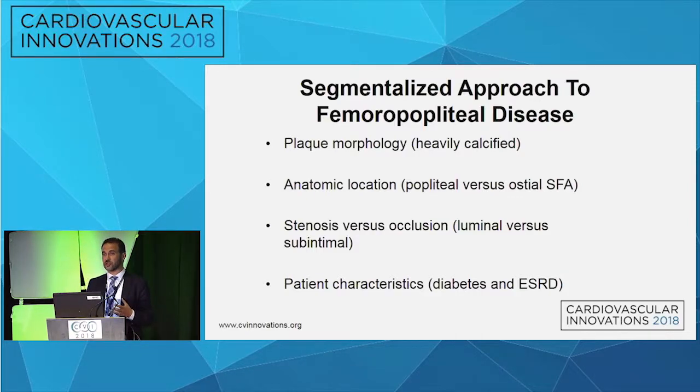We want to know the location. If it's ostial SFA, it's unlikely I'm going to use an interwoven wire because it's hard to deploy that stent in the ostium of the SFA. I may decide to go with something else. If it's either stenotic or occlusive, we know stenotic lesions, we have many more options in our armamentarium. They do much better with atherectomy because we are luminal versus occlusive. And then patient characteristics: diabetic patients are more prone to have calcification, and we know that diabetic patients have poor runoff.